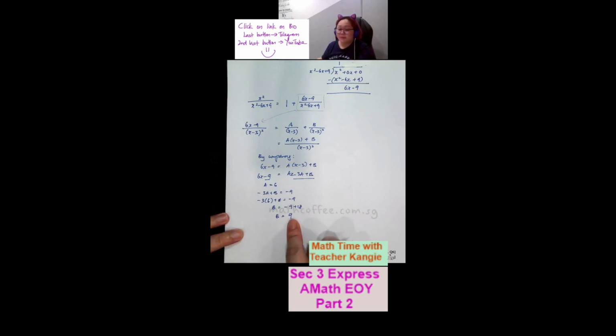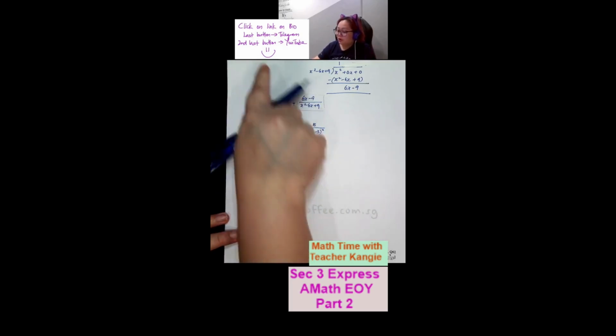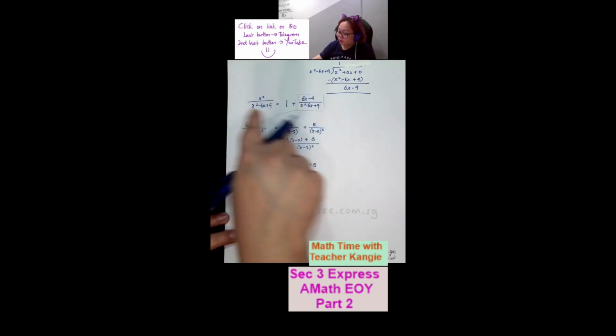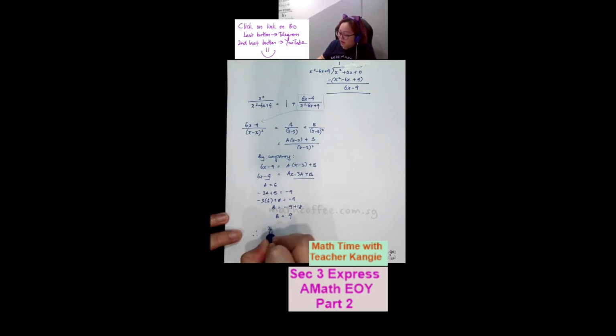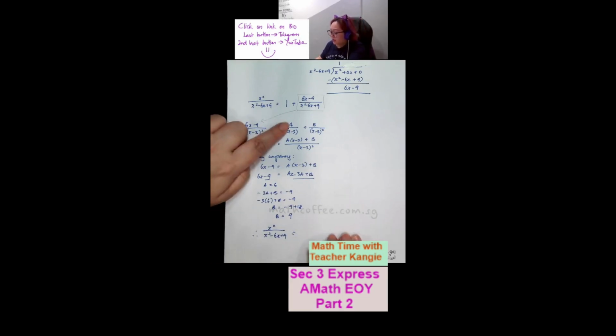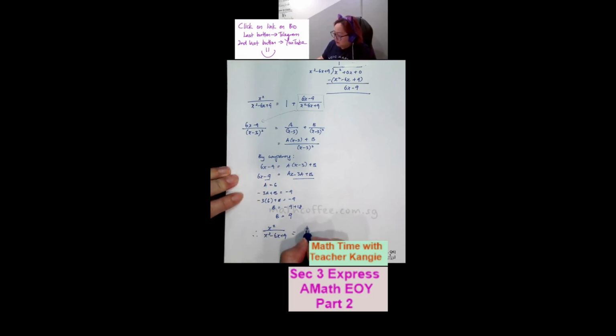Substituting A equals 6: minus 3 times 6 plus B is equal to negative 9. So B is equal to minus 9 plus 18, B is equal to 9. So therefore, I solved A is 6 and B is 9. And lastly, because you want to express this whole thing as partial fractions, now you write the original. So x squared over x squared minus 6x plus 9 is equal to 6 over x minus 3 plus 9 over x minus 3 squared. And we are done.